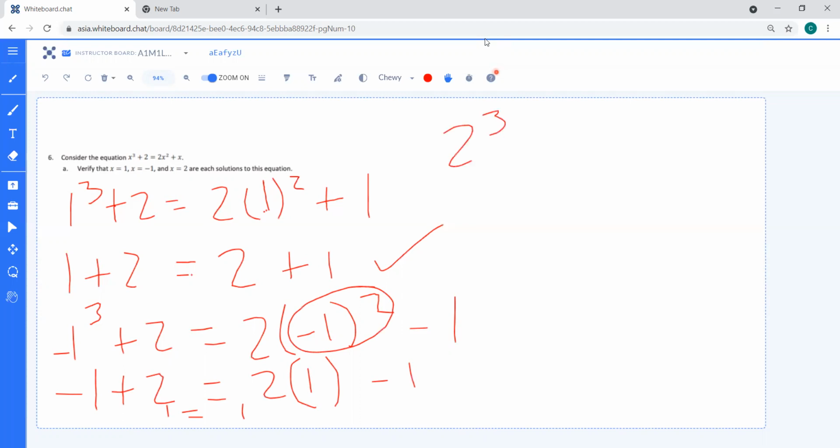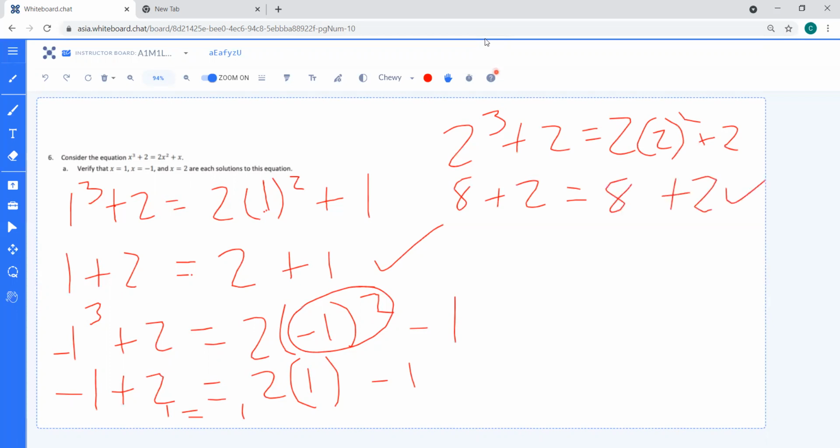All right, what about 2? We have 2 cubed plus 2 is equal to 2 times 2 squared plus 2. 2 times 2 is 4, times 2 is 8 plus 2. We know that's going to be equal. That's how you show that those are solutions.